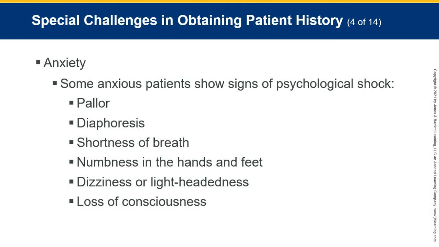People that have anxiety, especially if it's been going on for a while, an acute attack that's been going on for a while, will develop numbness in their hands and feet. It's because they're breathing too fast. It's a simple way to think about it. They can be dizzy or lightheaded for the same reason, and then they can actually pass out from this.